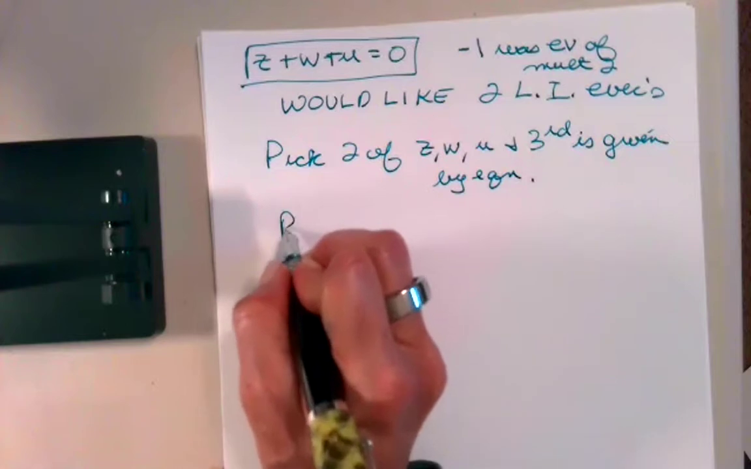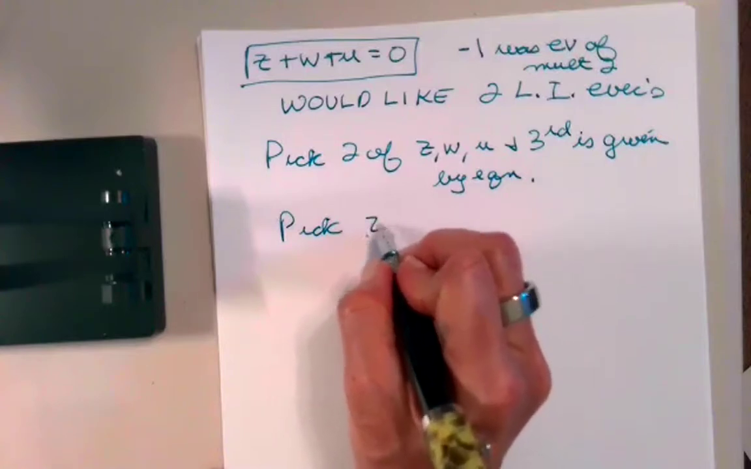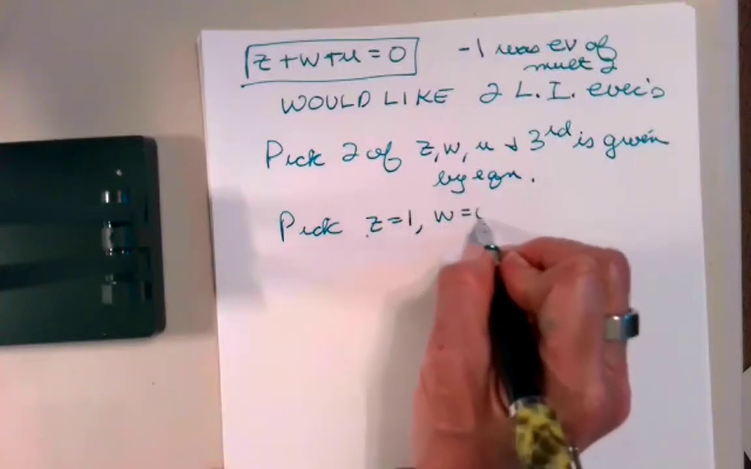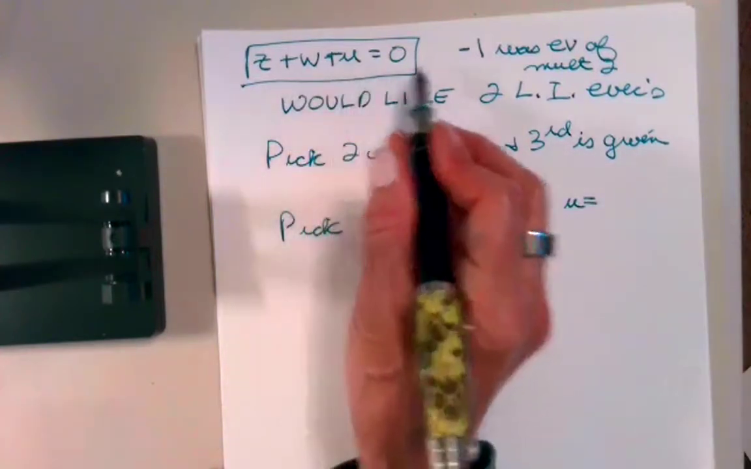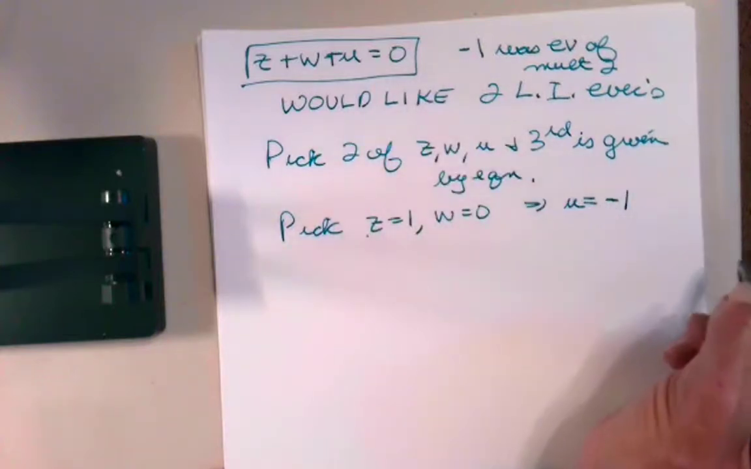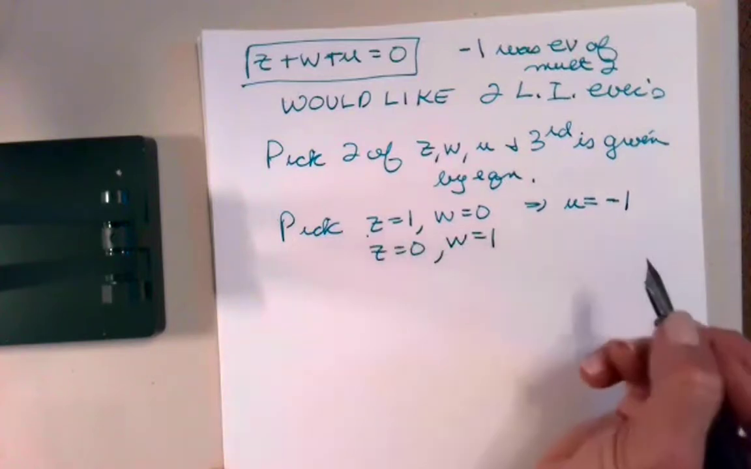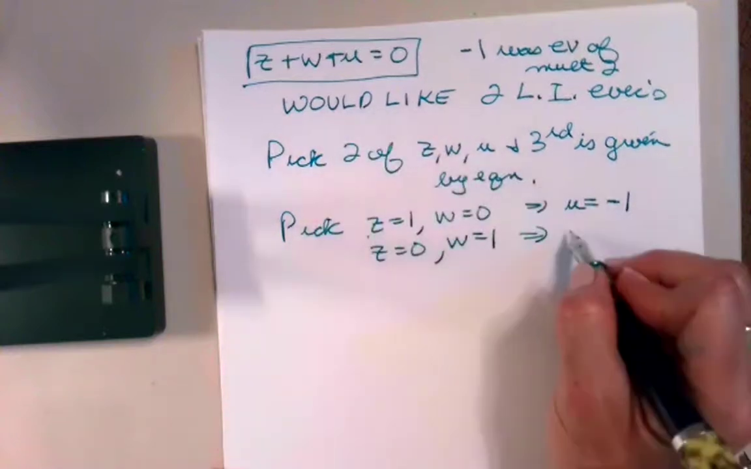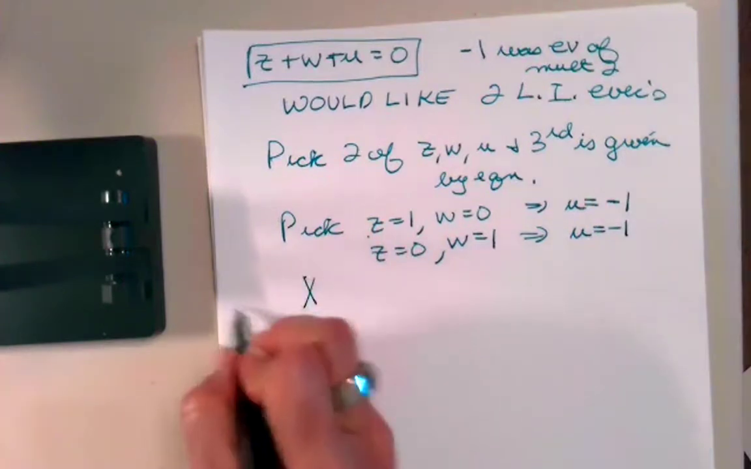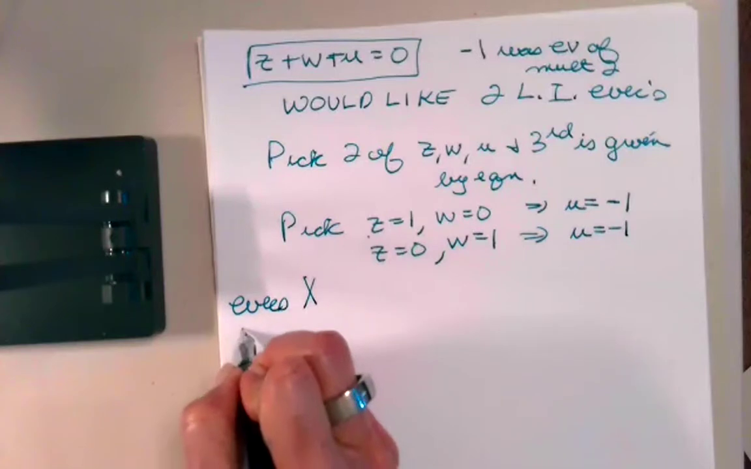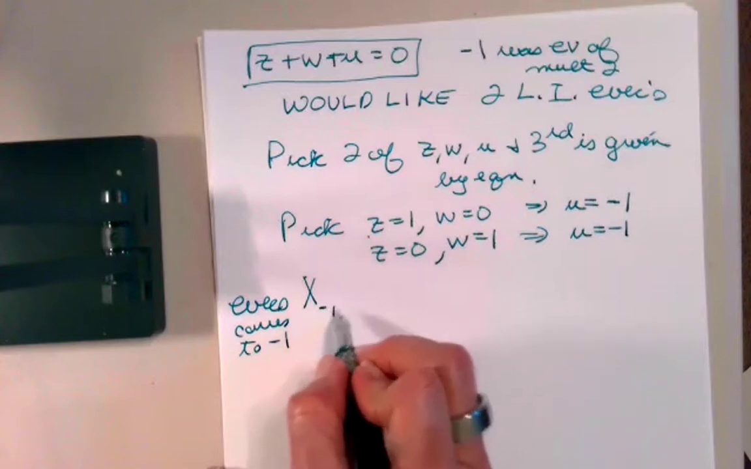So let's pick, and you want to pick it so that it's linearly independent. I'm going to pick z equals 1, w equals 0, and then 1 plus 0 plus u equals 0, so u will be -1. And then I'm going to pick z equals 0 and w equals 1. And then by this equation, u is equal to -1. So here are my 2 eigenvectors corresponding to lambda equals -1.